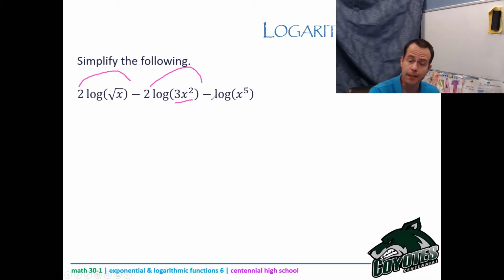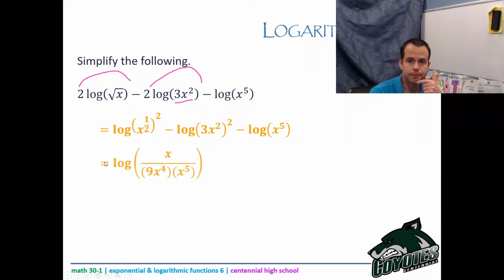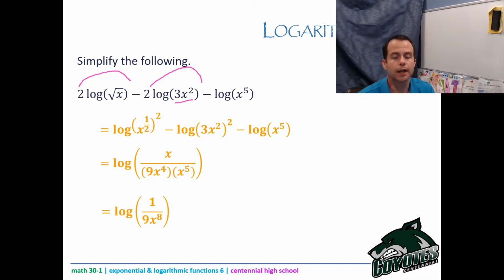And this is being subtracted, so the x to the 5 should also end up on the bottom of a fraction. So I end up here. I've got this x on top, and then I've got that 9x to the 4 on the bottom, and I've got the x to the 5 on the bottom. Now I just want to clean this up. This would be x over 9x to the 9, but then one of my x's will divide each other out, so I'm left with log of 1 over 9x to the 8.